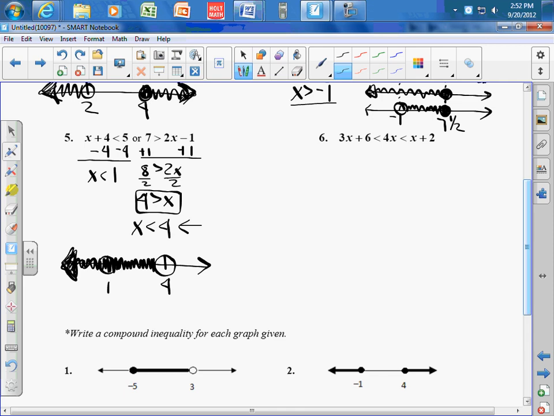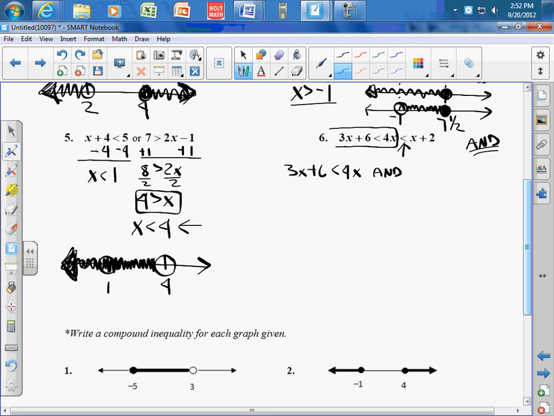In number 6, again, we have this compound inequality. It's a compound "and". Now, we've got to be careful on this one. Remember what we did above. Here's this inequality, the less than, right? So we take all of this and write it down. 3x plus 6 is less than 4x.